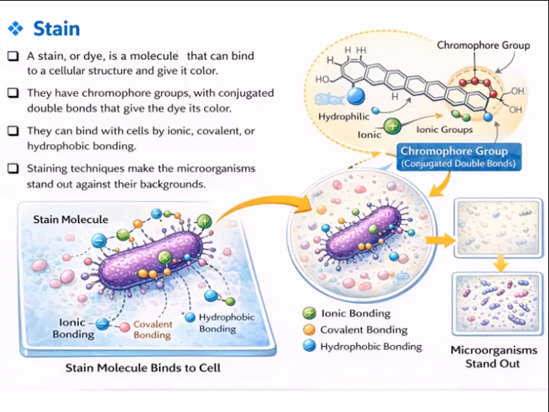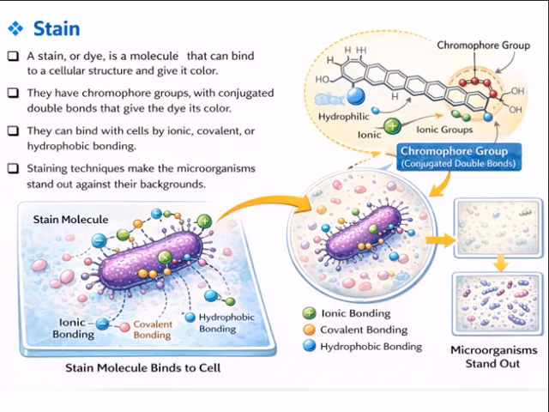A stain contains a special chemical group called a chromophore. Chromophores are parts of the dye molecule that have conjugated double bonds. These structures absorb visible light, which gives the dye its specific color. Without chromophores, a dye would be colorless and useless for microscopy.